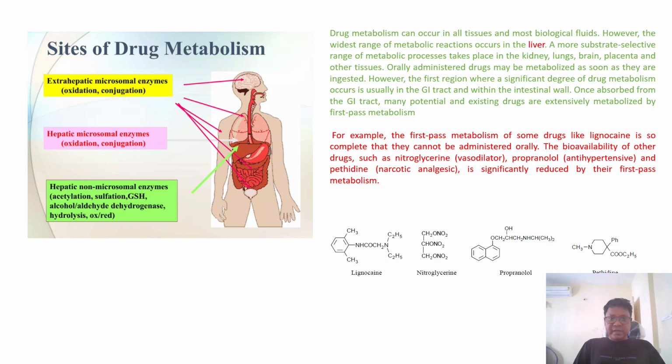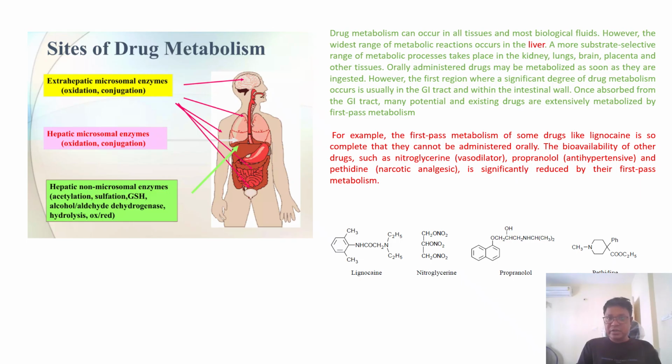Now the sites of drug metabolism: which part of our body and which metabolism takes place there. That is good to know. In extra-therapy, microorganism enzymes, oxidation and conjugation reactions happen in brain, liver, and lower intestine. Drug metabolism can occur in all tissues and most biological fluids. However, the widest range of metabolic reactions occurs in the liver. A more substrate-selective range of metabolic processes takes place in kidney, lungs, brain, placenta, and other tissues.